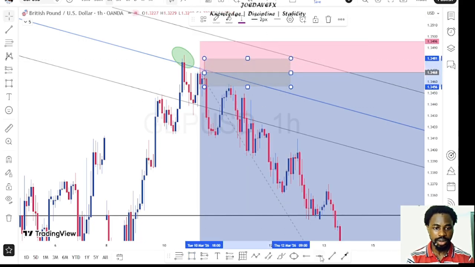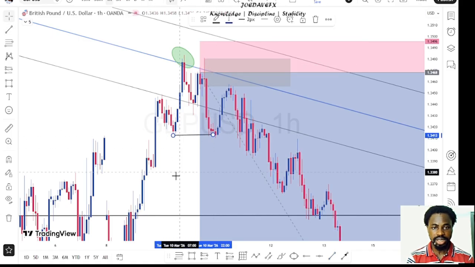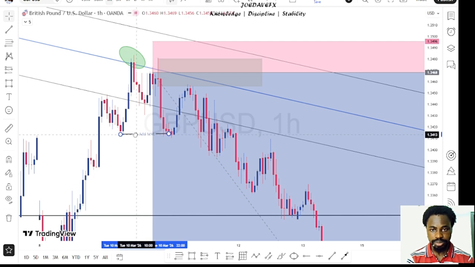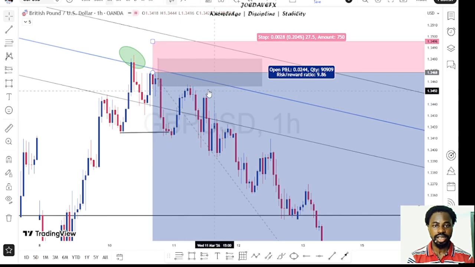This is where we had our CISD, change in state of delivery. You can see this was the previous low, price took it out, and now this is not a really clear close below, but at least we have a body closing below. Then the last order block that price left while it took out this low is where you want to get your entry, and you can see price tapping on that order block and selling.